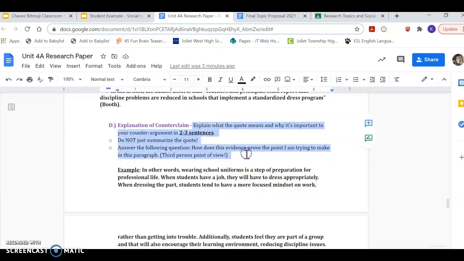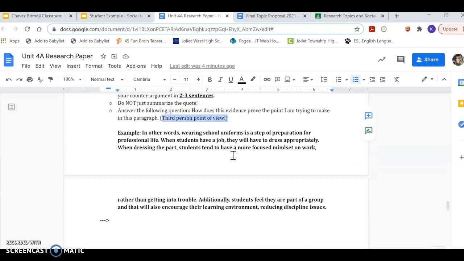Now this is where you should spend a majority of your time. This is where you're analyzing how the quote that you just found in letter C supports that topic sentence that you wrote in letter A. So you are not summarizing the quote. You want to prove how that quote shows and supports the topic sentence. But make sure, again, it is third person point of view. So no pronouns like I, me, we, us, or you.